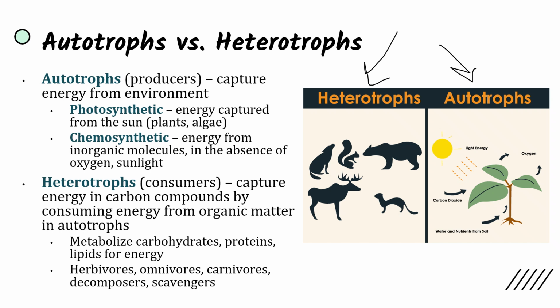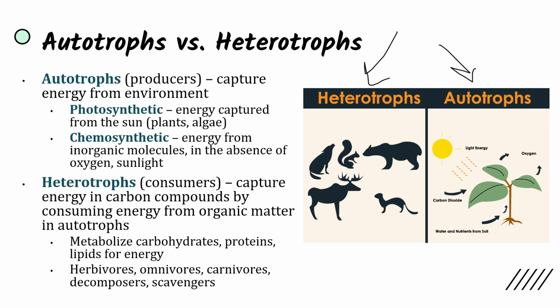Then we have heterotrophs. These are the consumers, and they're going to capture energy in carbon compounds by consuming energy from organic matter in autotrophs. In other words, consumers are going to be eating autotrophs in order to gain energy from them. And from this energy, they'll be able to metabolize carbohydrates, proteins, and lipids, and also store energy within these forms and gain energy from them.